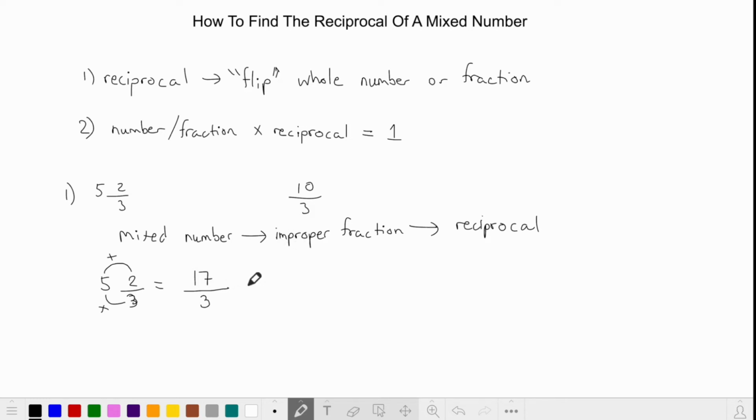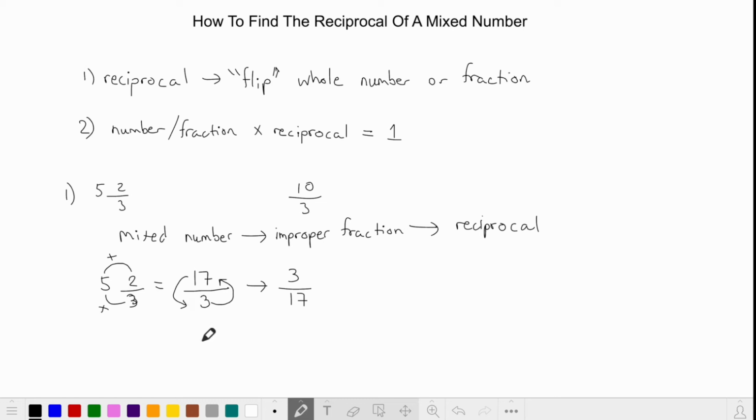Now we can convert it into its reciprocal, which is 3/17. How did we get that? So simple. Reciprocal means flipping the fraction. The numerator goes down to the denominator and the denominator goes to the numerator. So 17 as the numerator will go to the denominator and 3 as the denominator will move to the numerator. That's why we have 3/17.